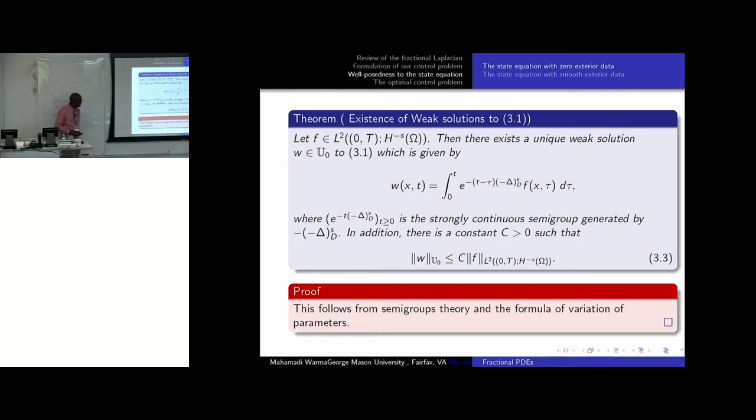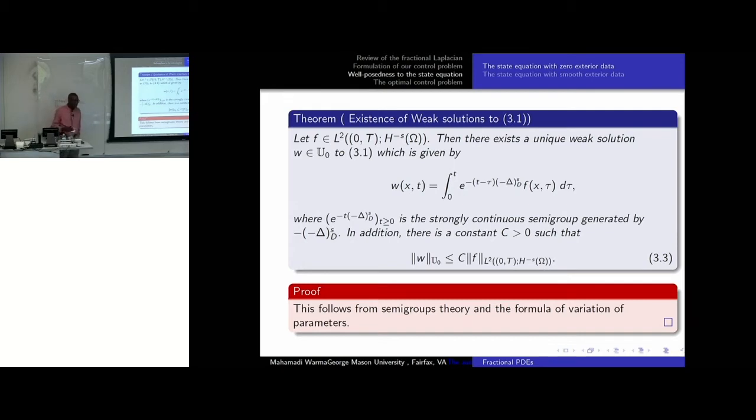Okay? And also one can prove the continuous dependence of the solution on the data f, that the norm of w is always less than a constant times the norm of f in L2 of (0,t) with values in the dual. Then we always have continuous dependence of the solution with respect to the given data. Like I said, this follows from semigroup theory and the formula of variation of parameter.